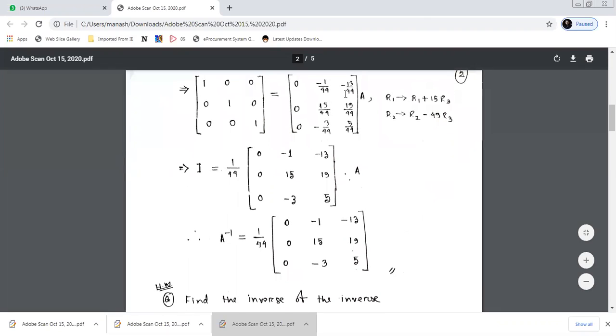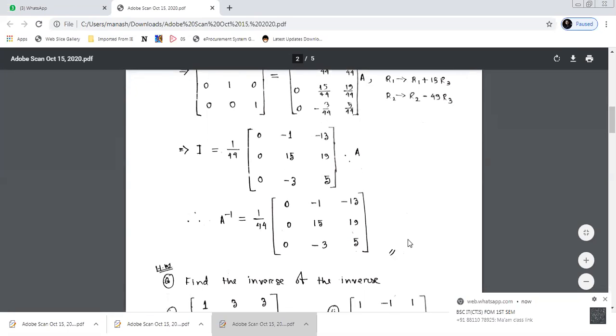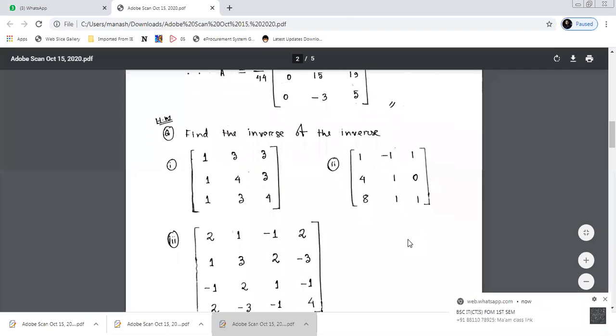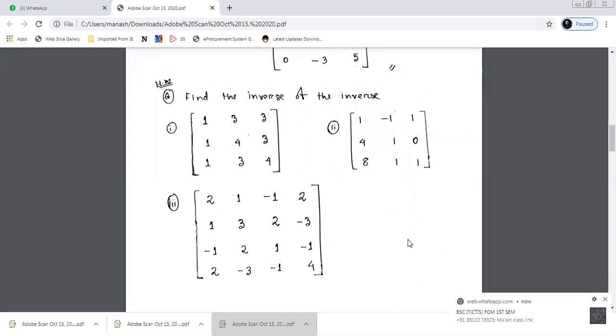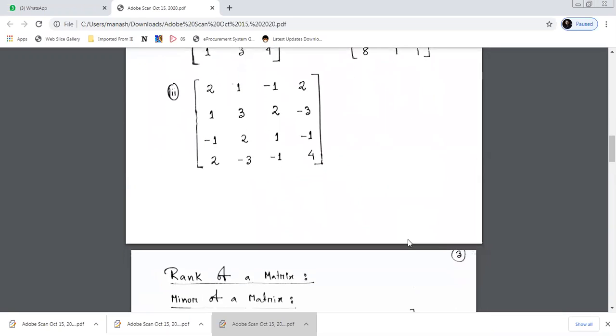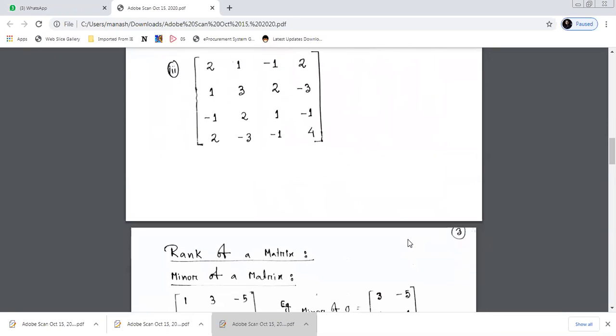Now from this, we can take common 1 by 44. So this is the matrix. Okay. So try these three as homework. Find the inverse of the matrix. I've given 3 problems. You try yourself. If you have any problem, you can ask me and you can show this homework in the group also. Okay. So our next topic is rank of a matrix.